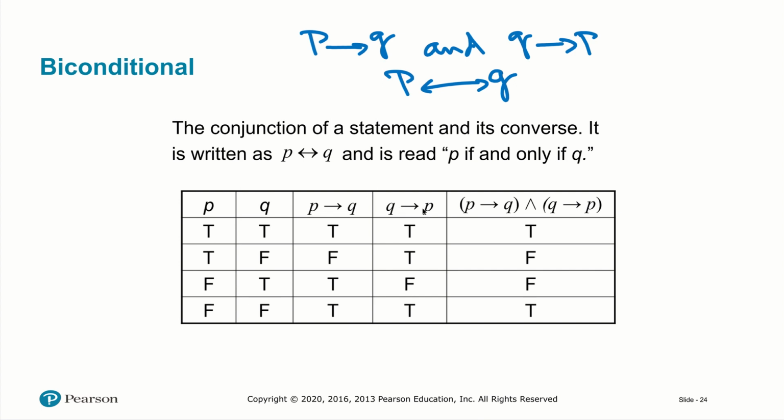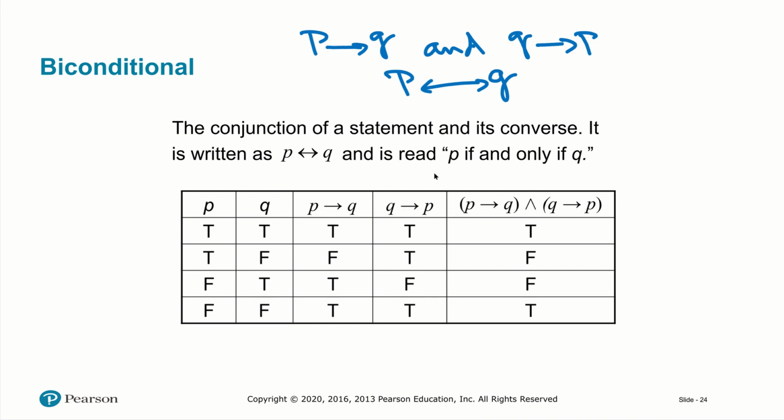All right, now Q implies P. So now we're looking in this direction, right? True implies true, true. False implies true, true. True implies false is our only false case because the hypothesis is true, and the conclusion is false. Looking from right to left, right? So this is false, and false implies false is true.